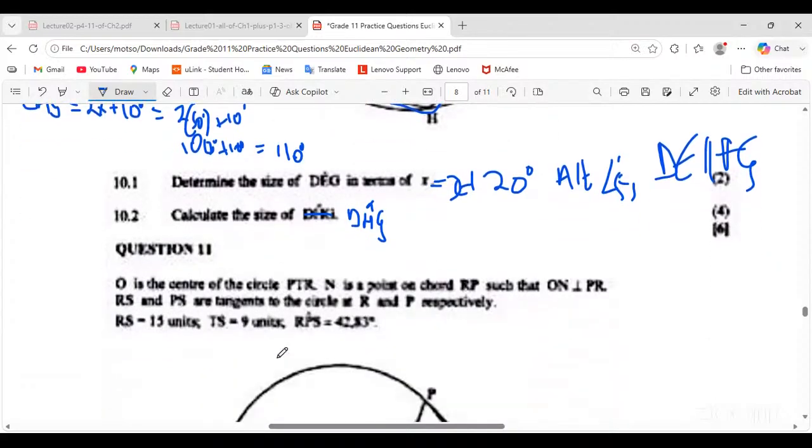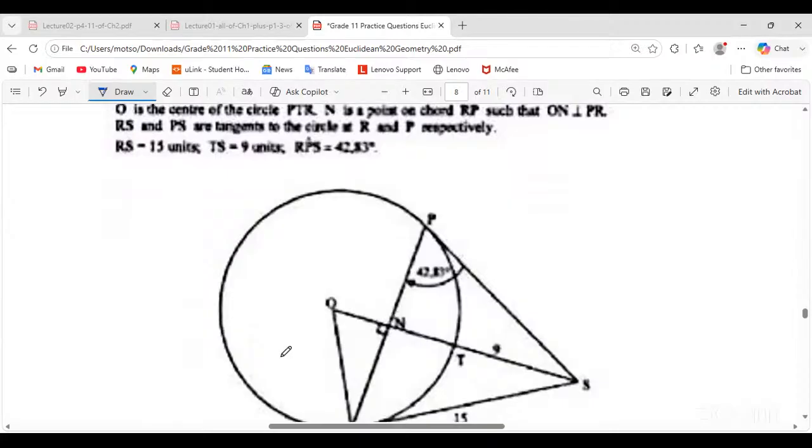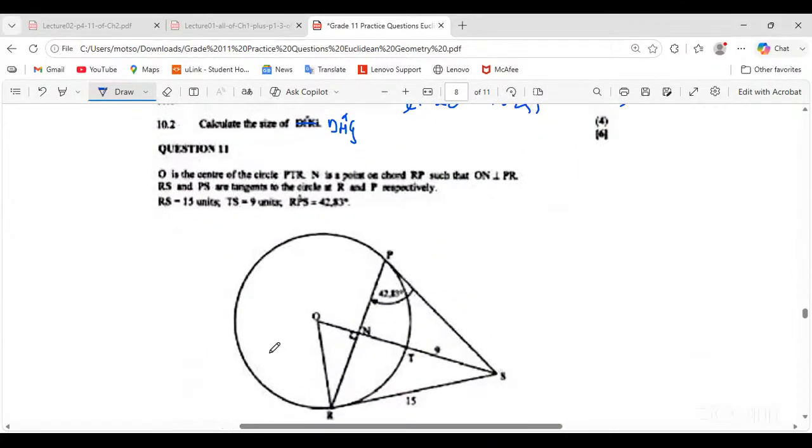Now, we can go to the next question, guys, which is this one. This question says to us, O is the center of the circle PTR, right? With the center O. Now, N is the point on the chord RP, right? Where is RP? RP is the chord, N is there, such that ON is perpendicular to RP.